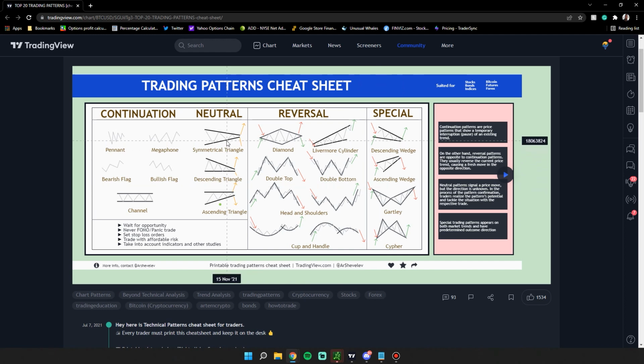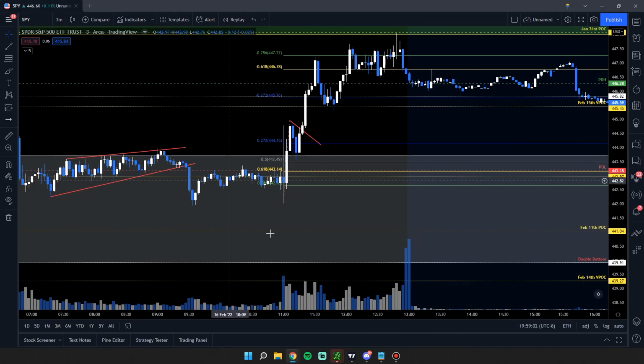Focus on finding bull flags and bear flags. So your very next day after you get this chart pattern cheat sheet, literally just spend the day watching SPY or whatever tickers you want to watch. I really recommend just focusing on one ticker when you're first learning and just look for bull flags and bear flags all day long. And all you have to do is draw the top of the flag.